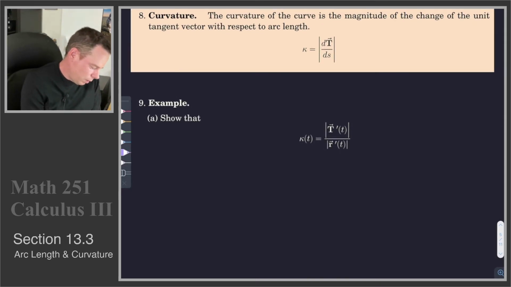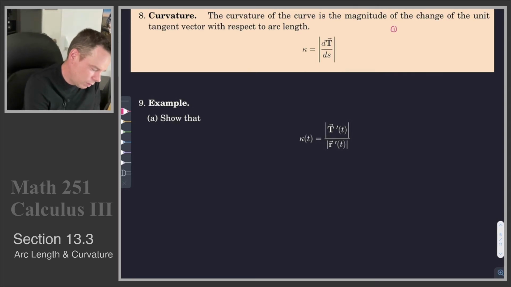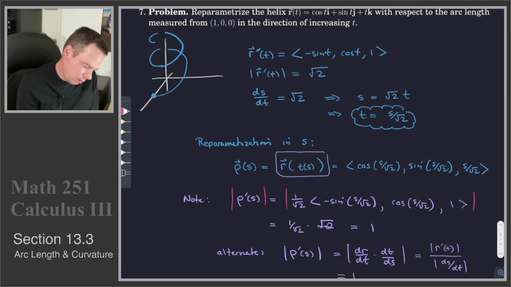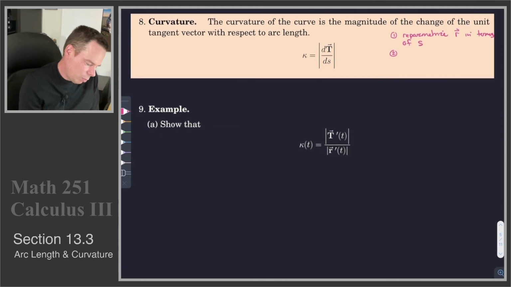Now, in order to compute this, we'd have to do a bunch of steps. So think about how we would compute this curvature value, this kappa. The first thing I'd have to do is re-parametrize r in terms of the arc length, s. Once I've done that, so we've done an example of that back here. We've re-parametrized the helix in terms of arc length, and there was our re-parametrization. So now it's parametrized with the variable s, which was the arc length. So we'd have to re-parametrize it.